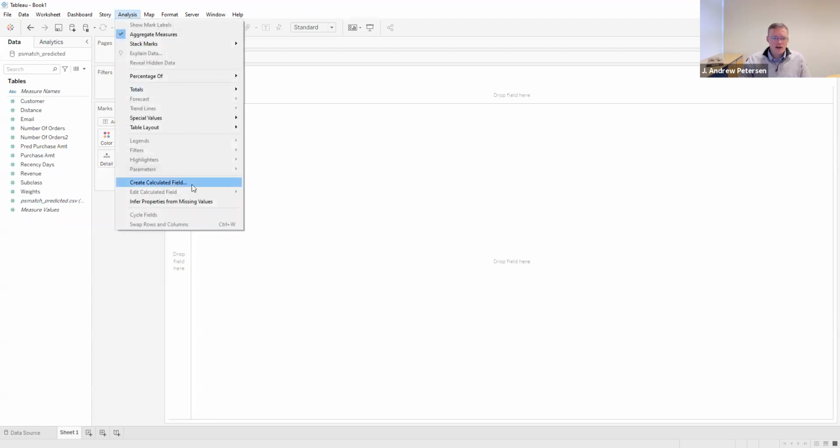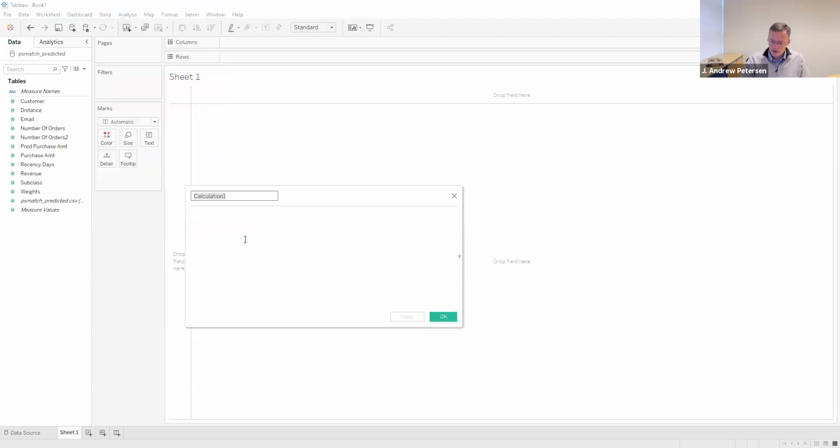So we can go to analysis, create calculated field. We'll create one called revenue change. Now, remember, the revenue variable that we have in our data is for the past 24 months, the 2 years. And our campaign was a 1-month campaign. So if we want to make an apples to apples comparison, we want to compare the purchase amount to, in this case, the revenue divided by 24 to give us the per month average revenue.